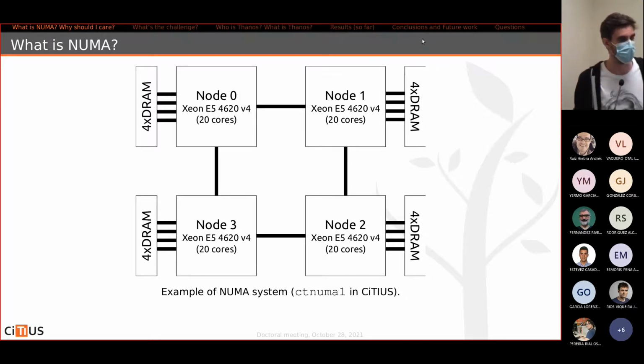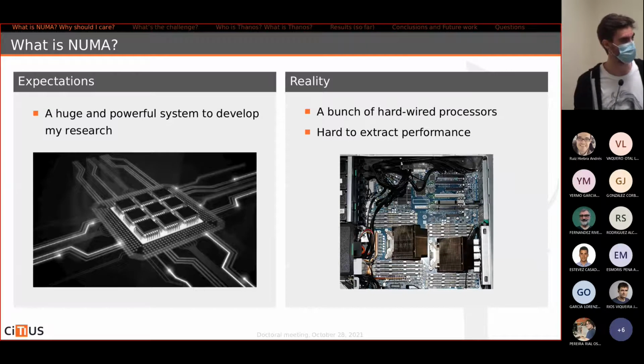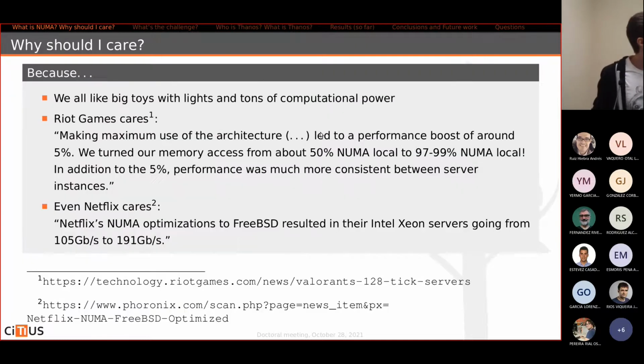This is supposed to happen in a transparent way for the user. So what we should expect is a huge and powerful system with a lot of cores and a huge amount of memory. But reality is hard, and what we really find is a bunch of processors hardwired together, and it's very, very hard to extract performance in this kind of system. So why should we care about this kind of hard and complicated systems?